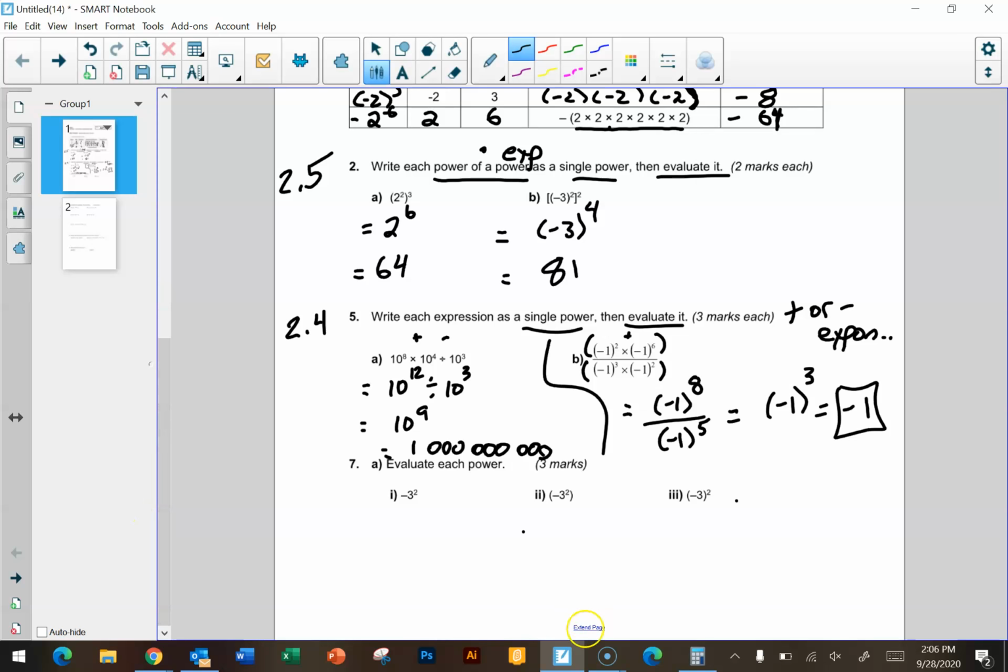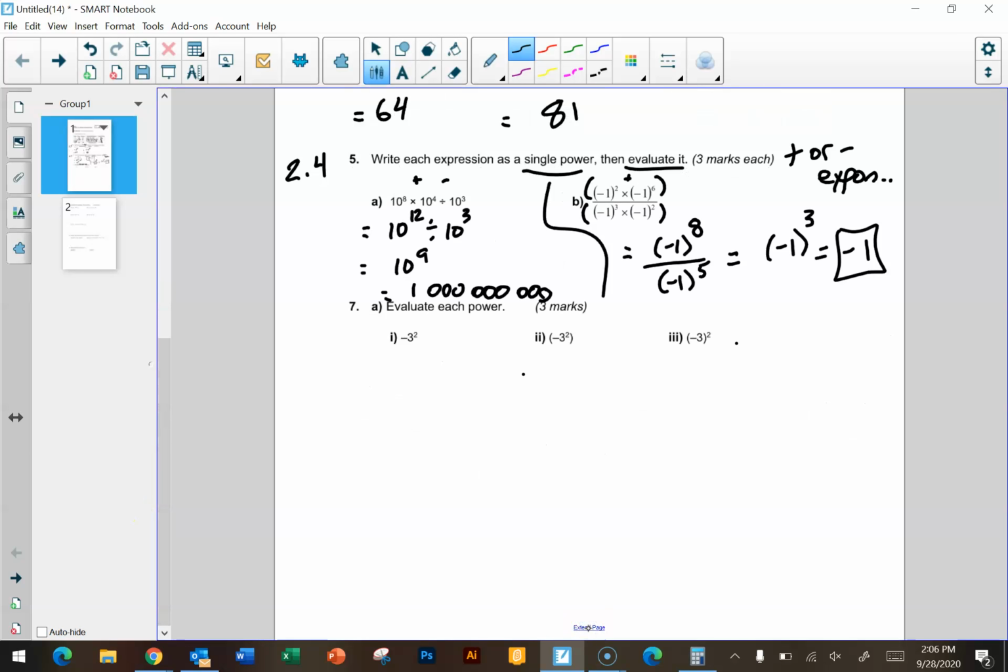Evaluate each power means take it down to standard form. Okay, now this one they're just trying to trick you with negative signs and brackets. As long as you remember that your power, your exponent, only applies to what it's touching on the left, you should be okay. So this one, the 2 is just touching the 3. It's not touching the negative sign. It's not touching a bracket. So really what this one is -3 times 3, which is -9.